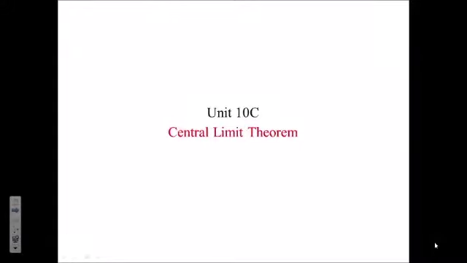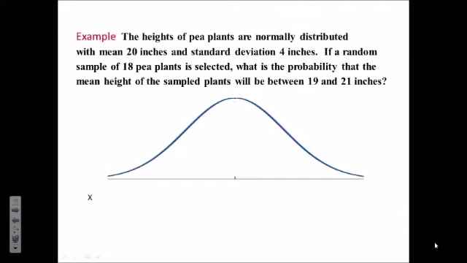Unit 10C, Central Limit Theorem. The heights of pea plants are normally distributed with mean 20 inches and standard deviation 4 inches. If a random sample of 18 pea plants is selected, what is the probability that the mean height of the sampled plants will be between 19 and 21 inches?